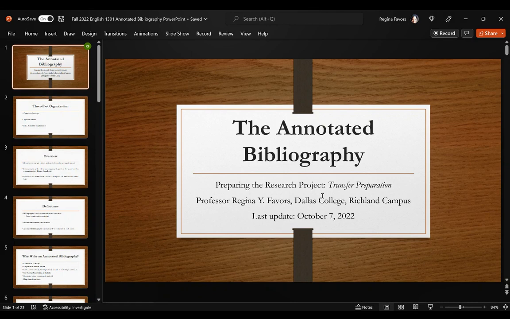All right, this is the annotated bibliography. So this will help you to prepare for the research project, which is your transfer preparation, and falls under the preparing for transition lecture. So this is your annotated bibliography.